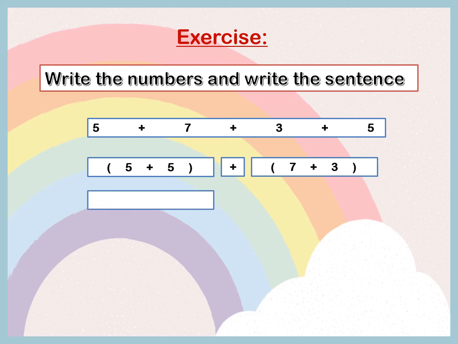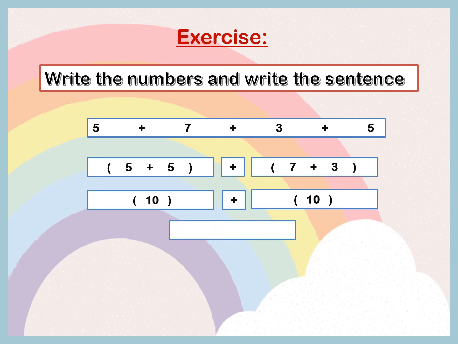5 plus 5 equals what? Equals 10. 7 plus 3 equals 10. So 10 plus 10. Kids, what's the answer? 10 plus 10. We are going to add 10 and 10. What is the answer? The answer is 20. Great job. Did you get the right answer?